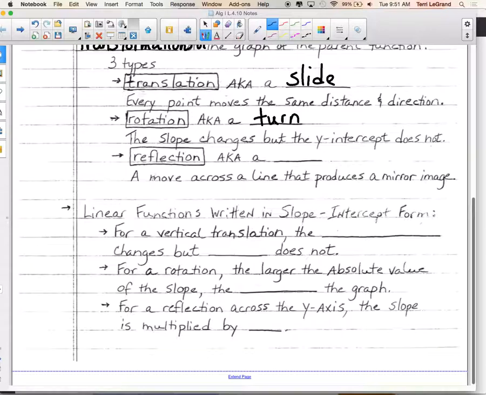Reflection, what's that also known as? A flip. So when we reflect something, we flip it over a line, we have a line of reflection, and it produces a mirror image.